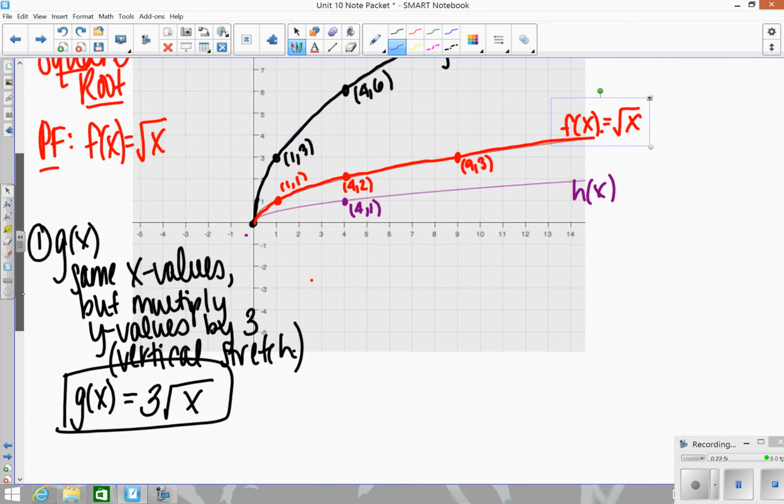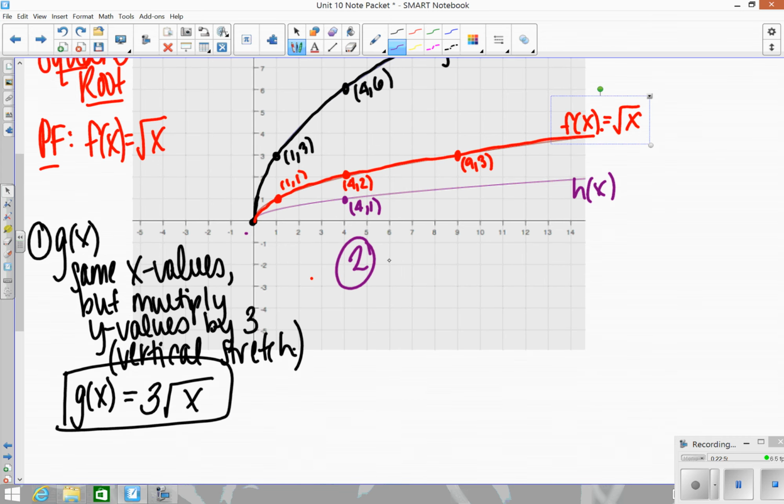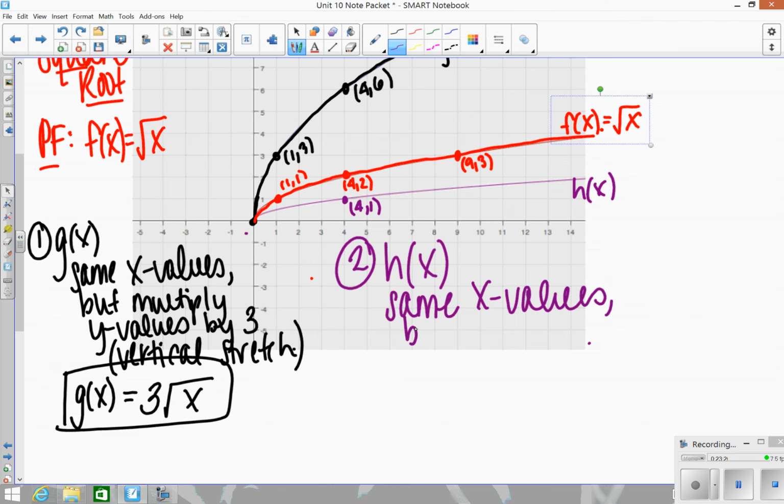So then the last one here is h of x. For h of x, we're going to compare. If you look, the only point that I have plotted here with the same x value has a different y value. So if I look at this set of coordinates, we have the same x value, but the y values got half the size. So I went from 2 to 1. The y values were divided by 2, or were multiplied by 1/2.